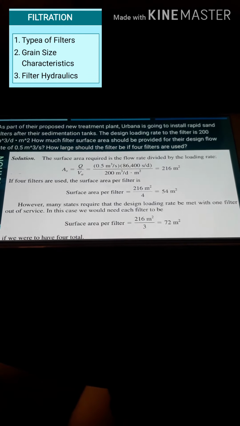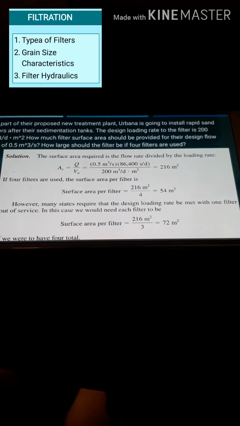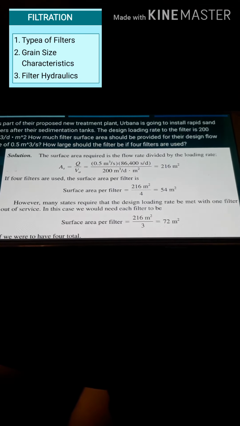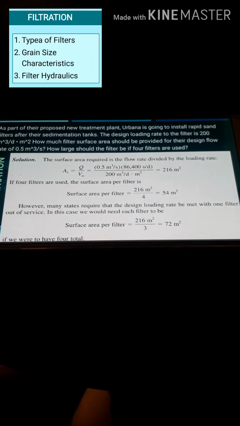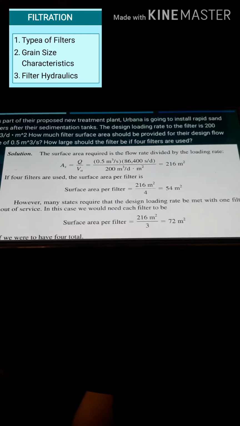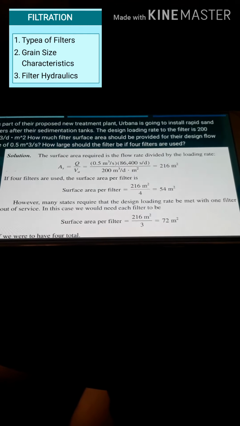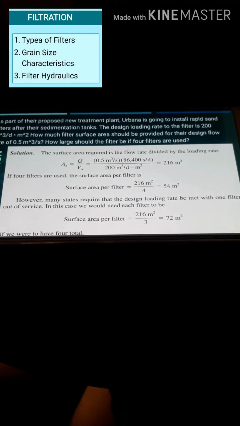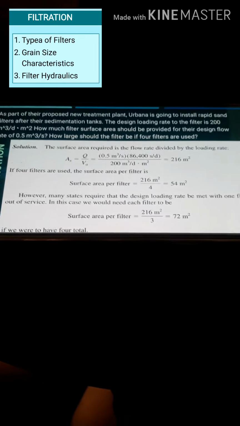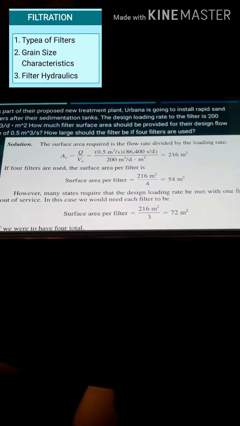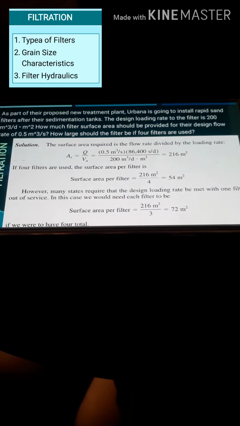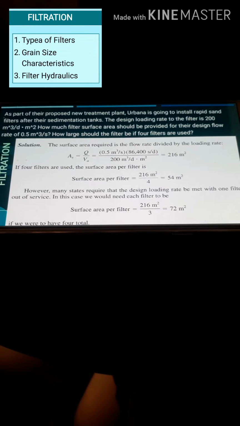However, many states require that the design loading rate be met with one filter out of service. In this case, instead of dividing by 4, we would divide by 3, so the surface area per filter should be equal to 72, because 216 meters squared divided by 3 is 72 meters squared. And that's our answer if we were to have 4 total.